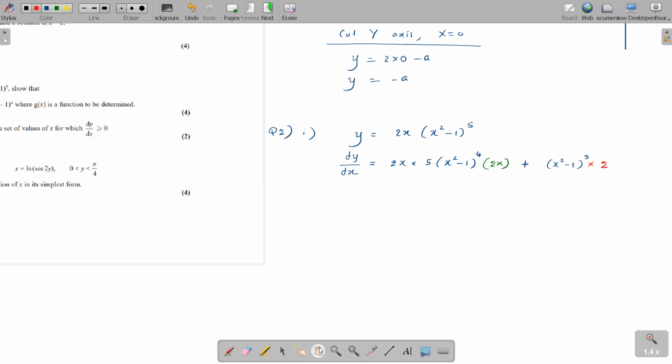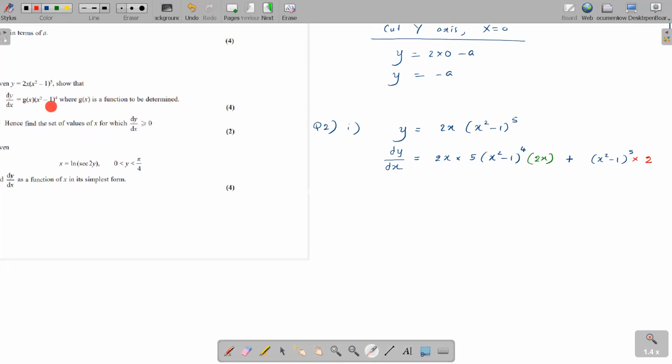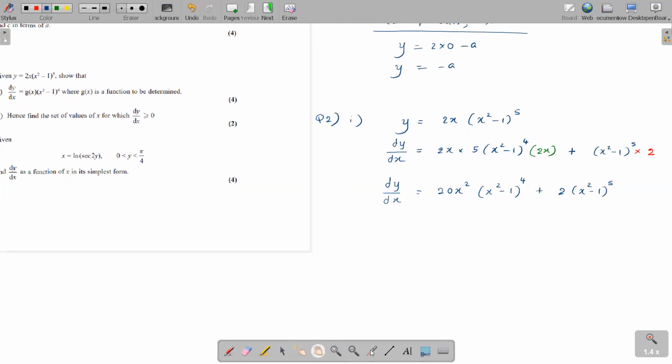Okay. So now it's a matter of trying to get this, show that. So you can see you have to get this particular look here. So actually the best thing to do is first simplify both the terms and then take the common thing out. So here I can simplify 2x into 5 into 2x. So this gives me 2 into 5, 10, 10 into 2, 20, 20x square, right? X into x is x square, and I get (x square minus 1) to the power of 4. And here I get 2 times (x square minus 1) to the power 5. So now what we do is take the common thing out. I think g(x) is a function to be determined. Okay, let's take the common thing out as much as possible.